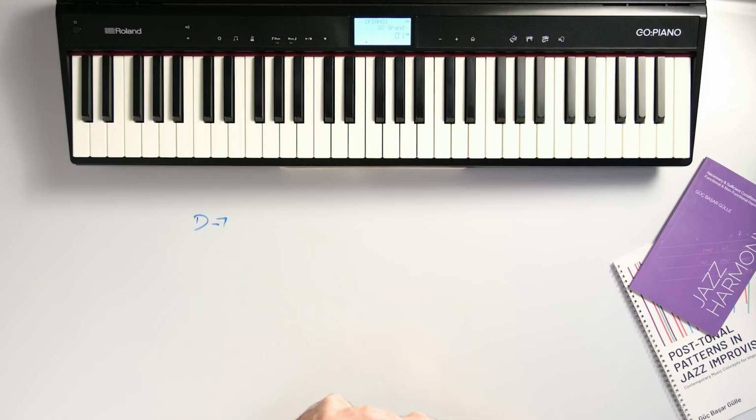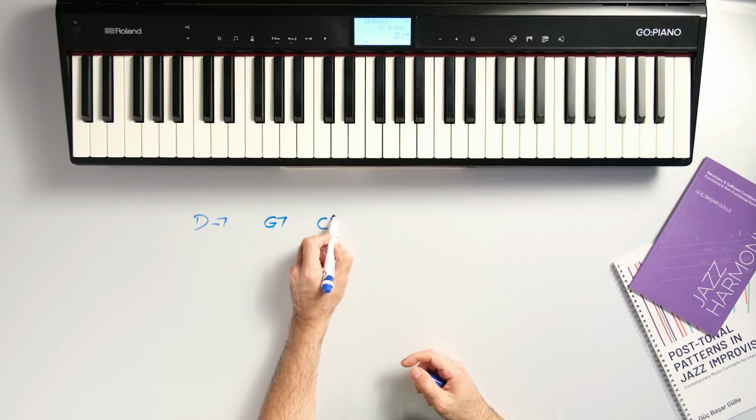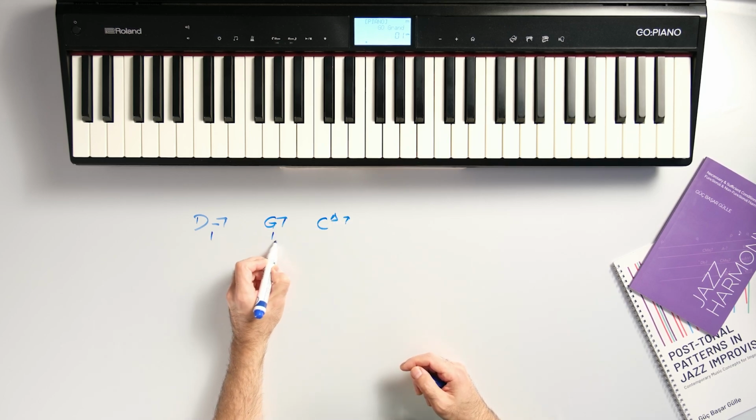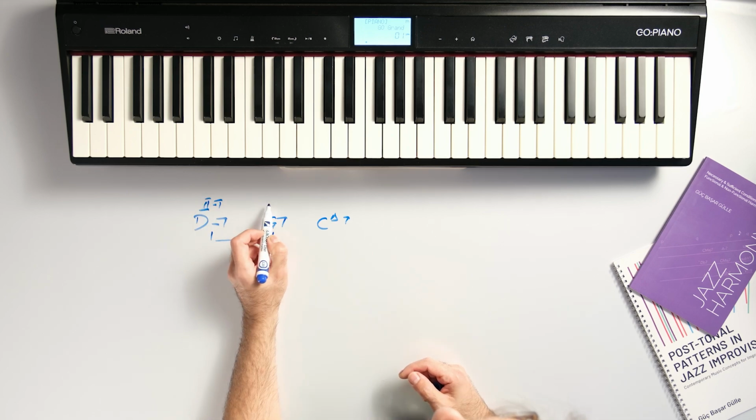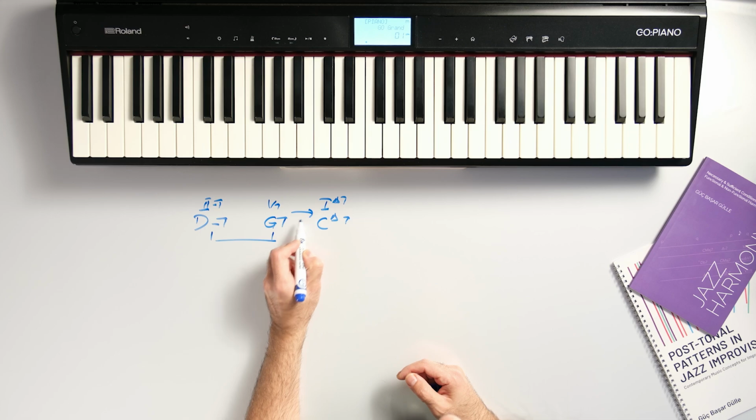Okay, and we have the 2 minor 7. We have G dominant 7 and C major 7. And this is our primary tonal progression. 2 minor 7, 5 7, and 1 major 7. Okay, this is our resolution.